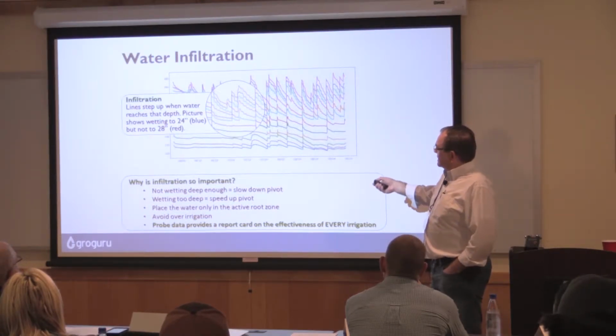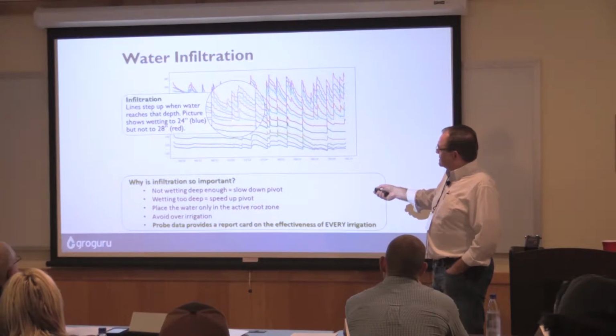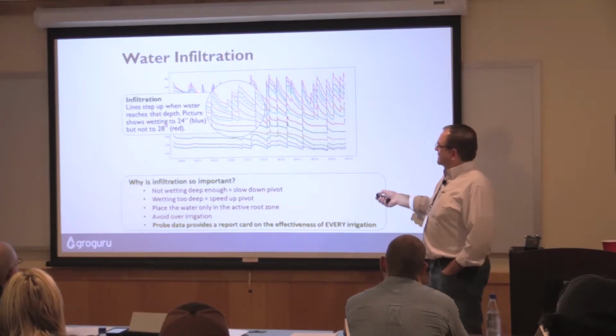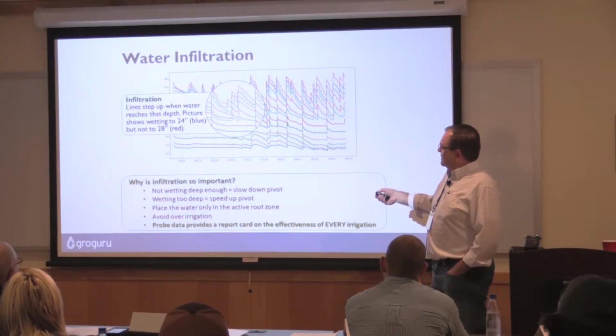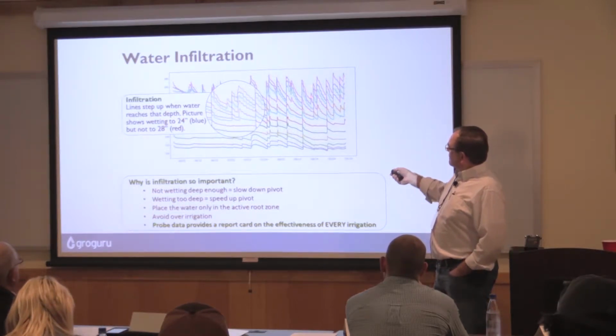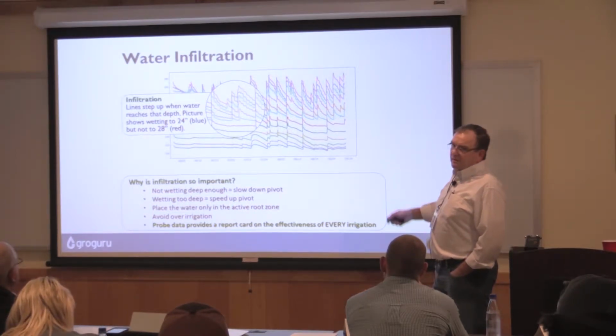When I look at this next one, I can see that it went down to the light blue line at 24 inches, but didn't make it to the red line at 28 inches. I can see how deep it went. I can see that the next one went that deep as well. But I can also see these 3 events here, 1, 2, 3, over here.